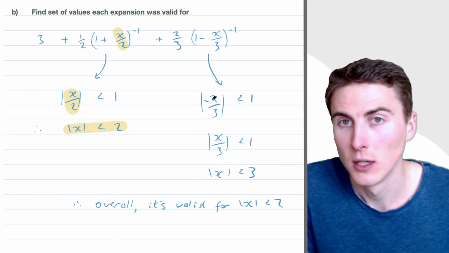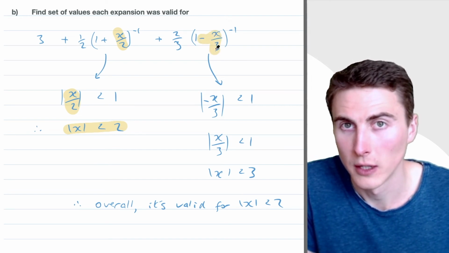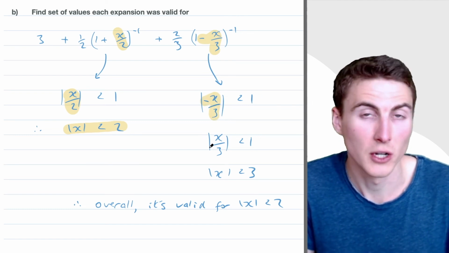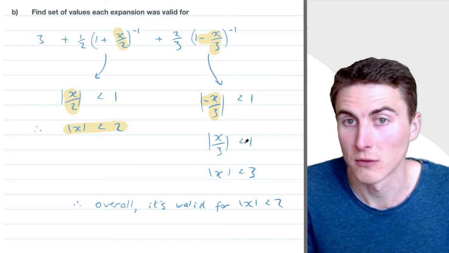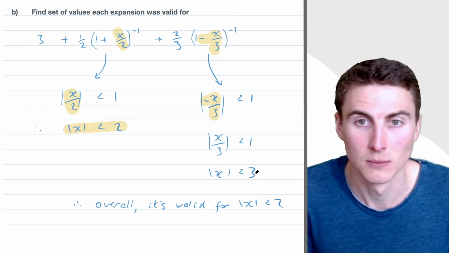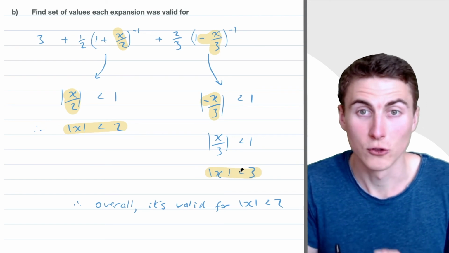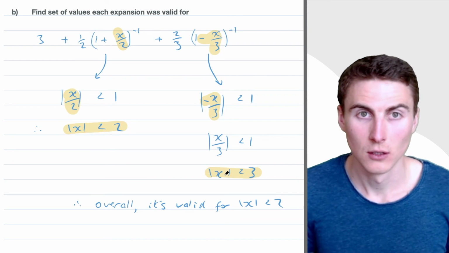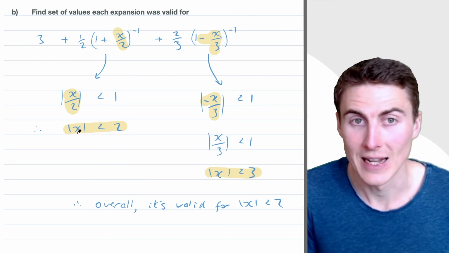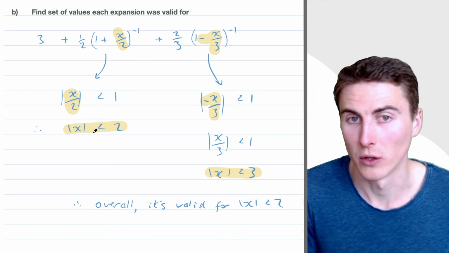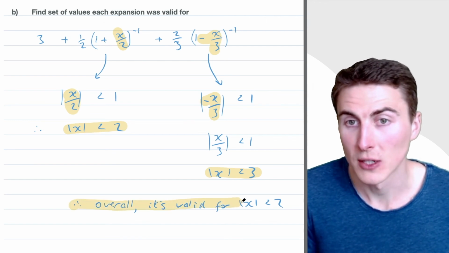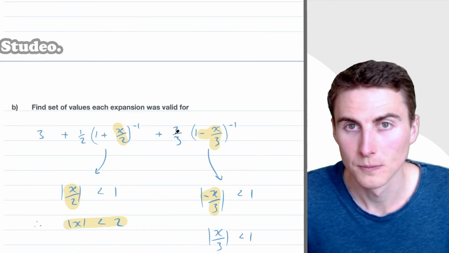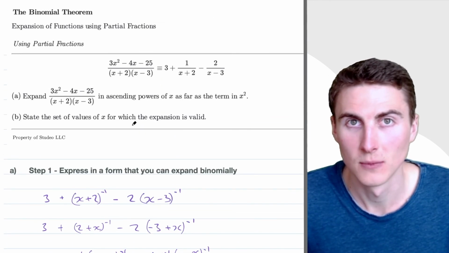Then we check this one as well. And we have the modulus of minus x over 3 is less than 1. The minus just disappears because it's in a modulus sign, you don't have to worry about it. Then you multiply both sides by 3, and you get that the modulus of x is less than 3. So you've now got two validities: x has to be less than 2, and x has to be less than 3. Well, the more restrictive one of those is that x is less than 2. So that's the one we have to go with. So overall, our expansion will be valid when the modulus of x is less than 2. And that's the whole thing done.